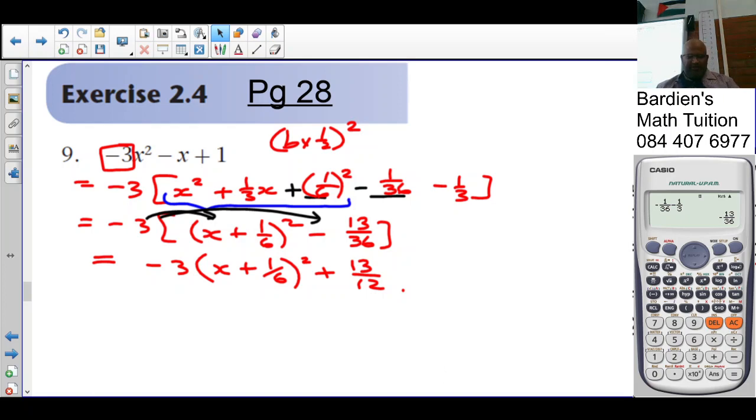So your next subheading is maximum and minimum values. Maximum and minimum values. And this is on page 28.